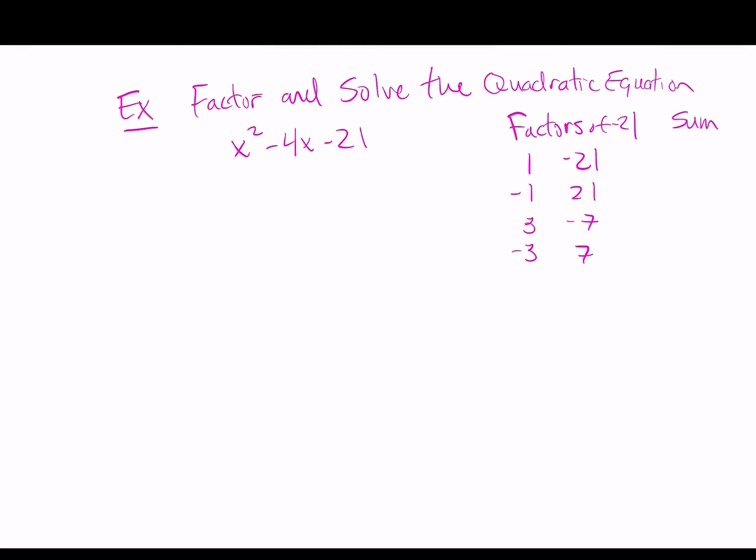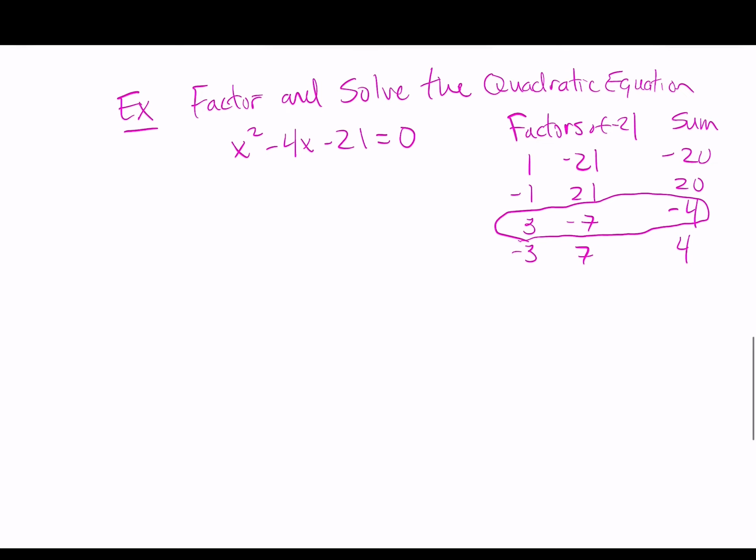So the sum of 1 and -21 is -20. The sum of -1 and 21 is +20. The sum of 3 and -7 is -4, and the sum of -3 and 7 is +4. So we want to get -4, so our factors are 3 and -7. So we can factor x squared minus 4x minus 21 as x plus 3 times x minus 7 equal to 0.